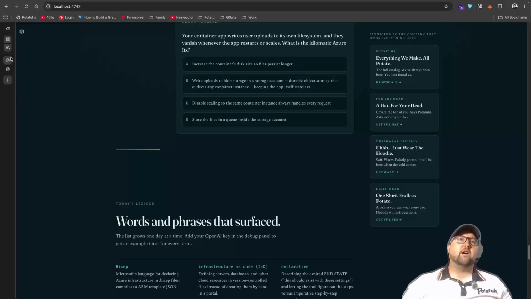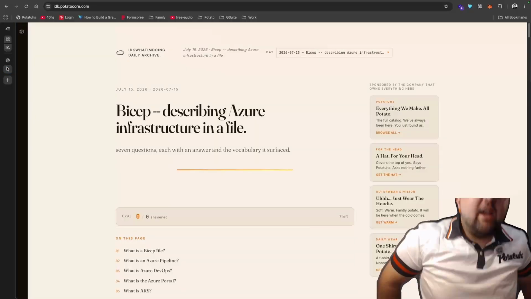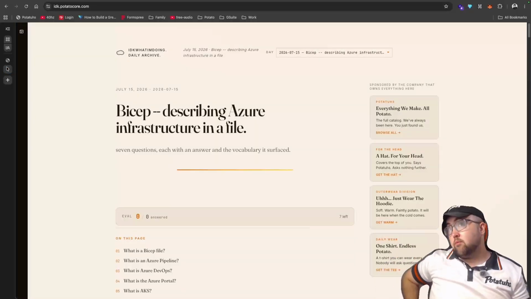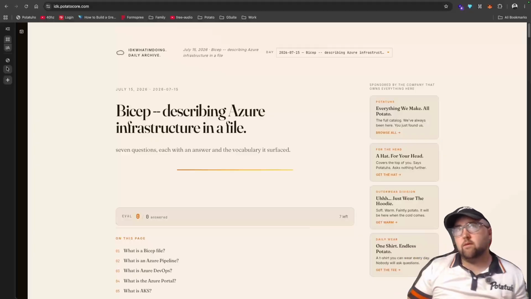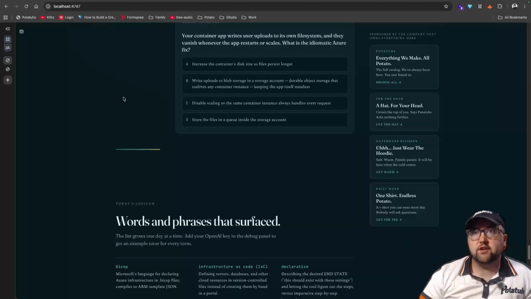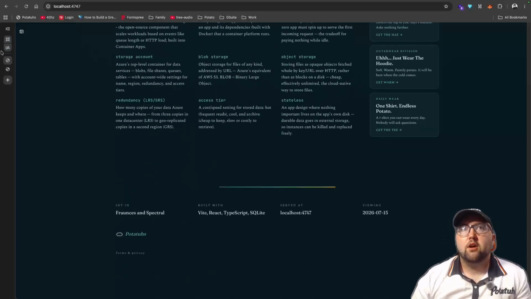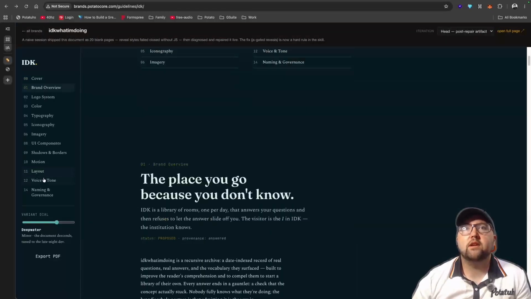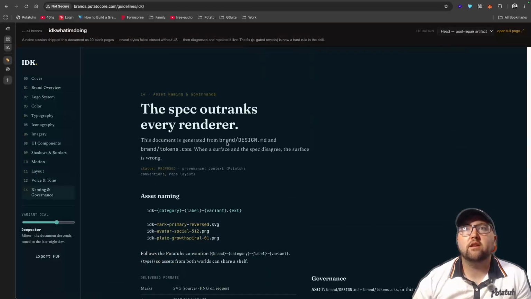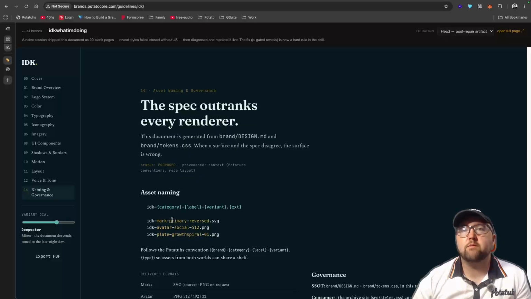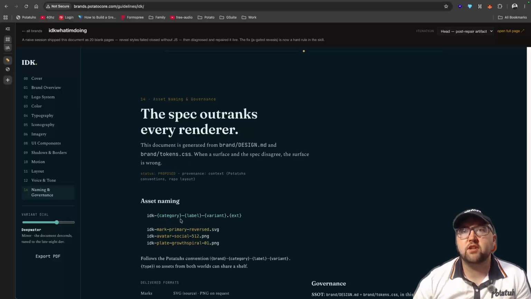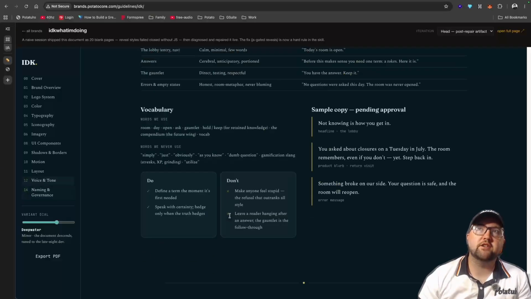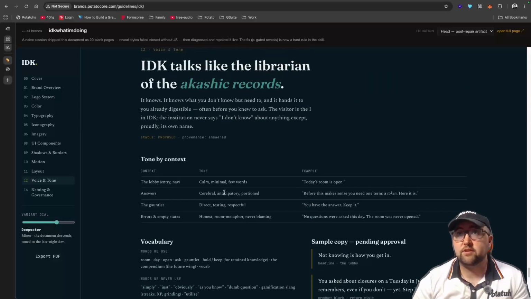It's not necessarily a web framework. You could make the brand guidelines that, but then it becomes less of what it's intended to be. All right, so what else do we got here? Brand guidelines. We've got naming and governance. Usually these are pretty standard, but I don't know. The mark, primary, reverse, the SVG, category, label, variant, and then the extension. Declaring those up front helps.